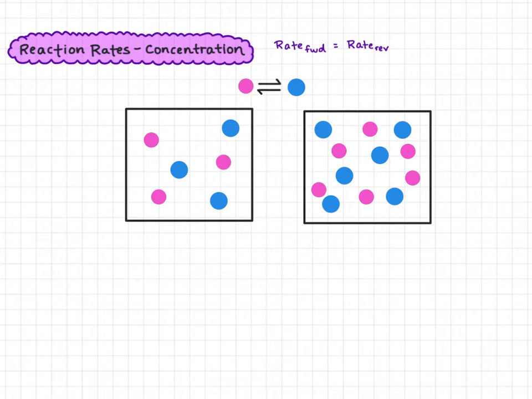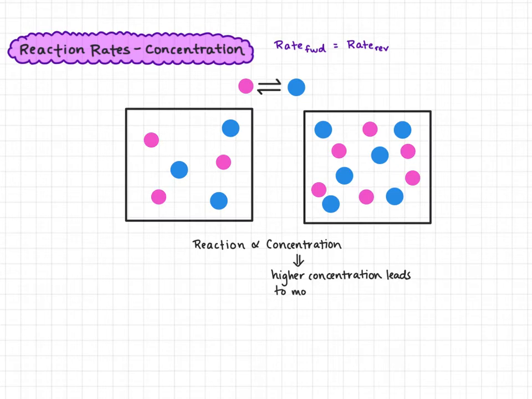The rate of a reaction is related to concentration because of the number of collisions that can occur between atoms. So the rate of reaction is directly proportional to the concentration. The reason for this is if you have a higher concentration, you're going to have more collisions between atoms. If you have more collisions, you'll have a higher rate of reaction.